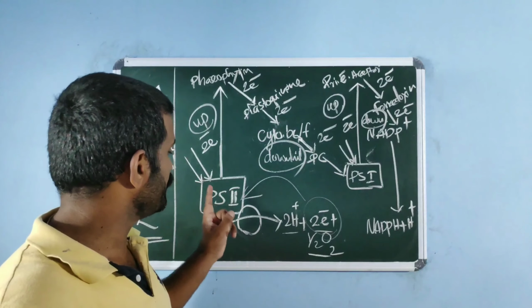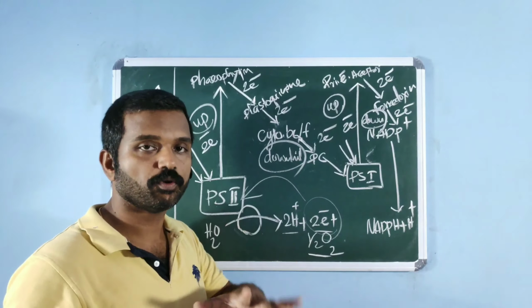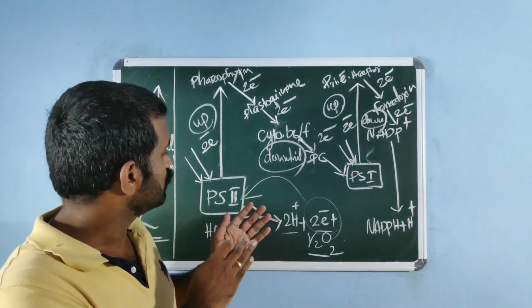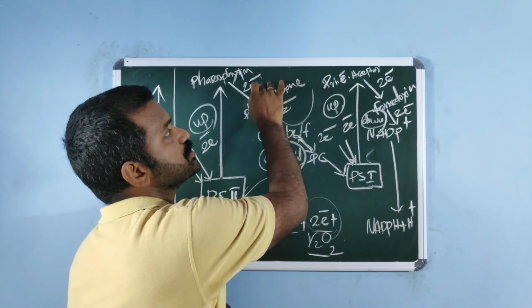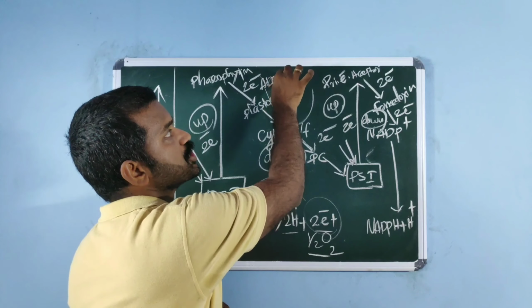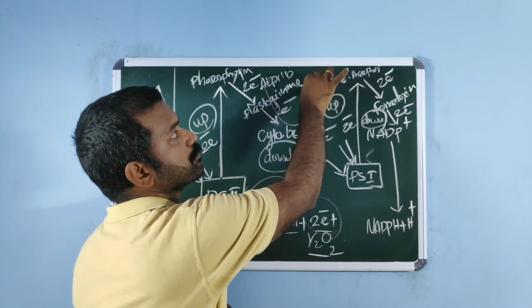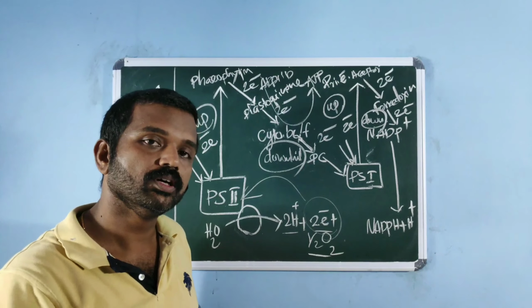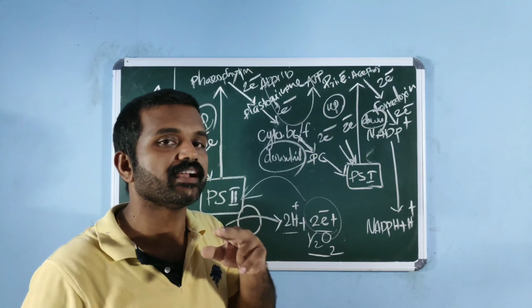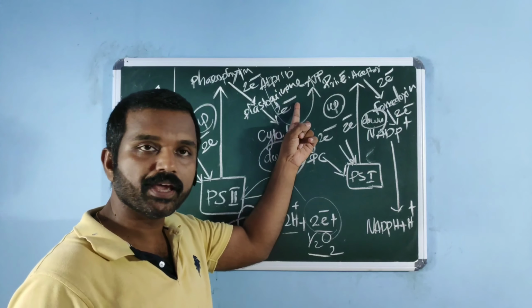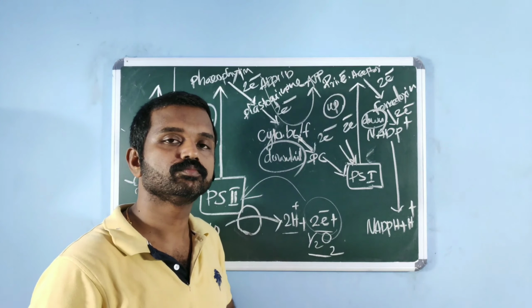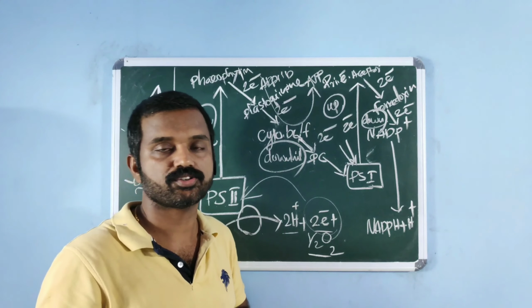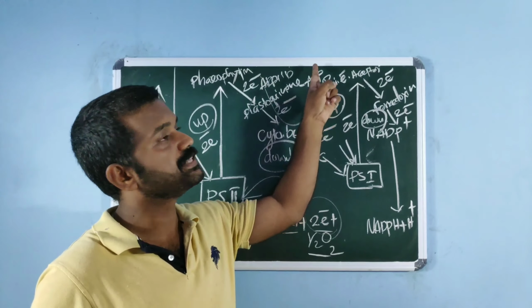And during electron transport, non-cyclic electron transport, from photosystem 2 to photosystem 1, ATP synthesis takes place, that is, phosphorylation takes place. So the two products formed during non-cyclic are ATP and NADPH plus H+. Oxygen is also released.